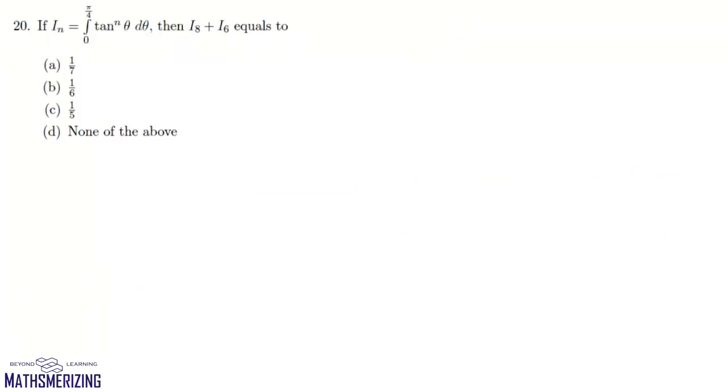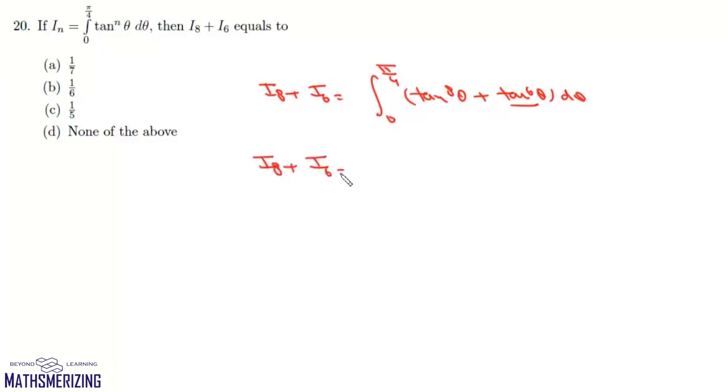Now question number 20 is, if I_n equals the integral from 0 to pi by 4 of tan to the power n theta d theta, then I8 plus I6 equals. So if we add I8 plus I6, we'll write this integral from 0 to pi by 4, and then it will be tan to the power 8 theta plus tan to the power 6 theta d theta. Now here we'll take tan to the power 6 theta common. So we'll get I8 plus I6 will be 0 to pi by 4, tan to the power 6 theta, and this is 1 plus tan square theta, and 1 plus tan square theta is secant square theta d theta.